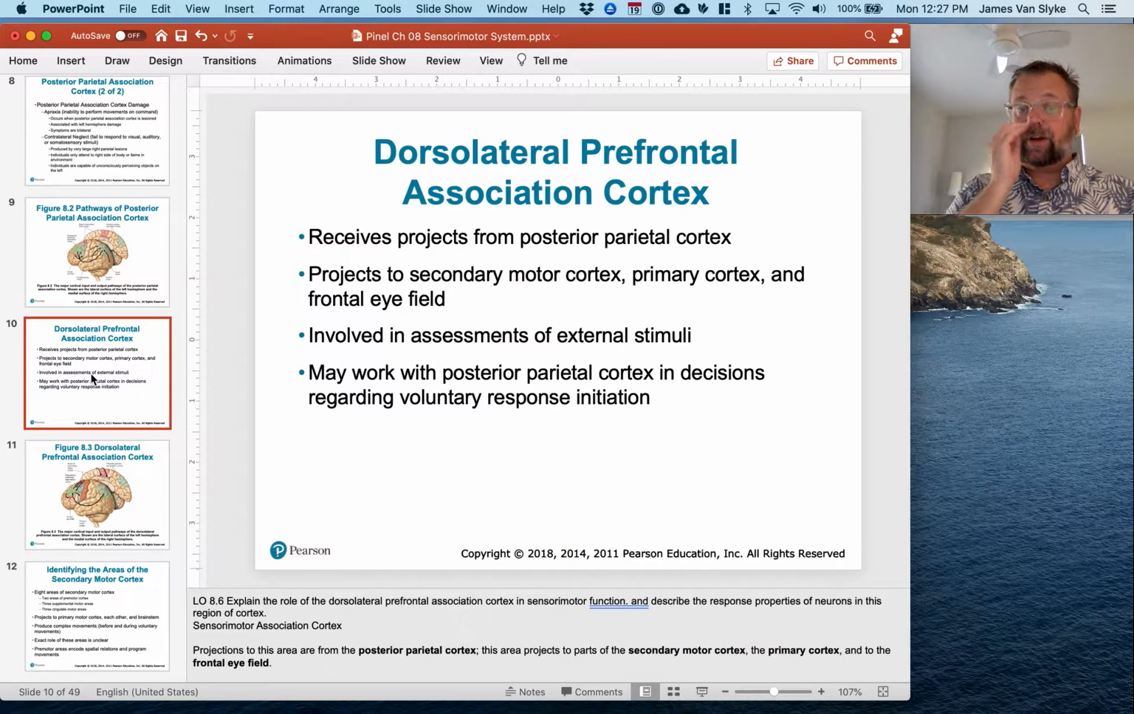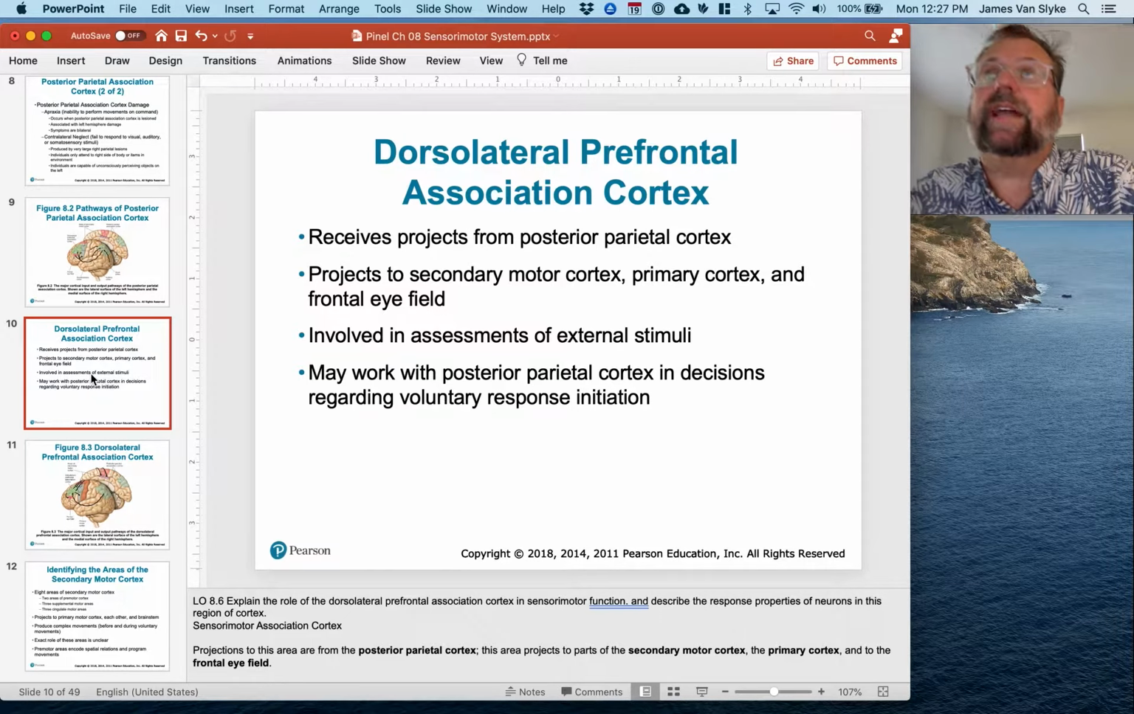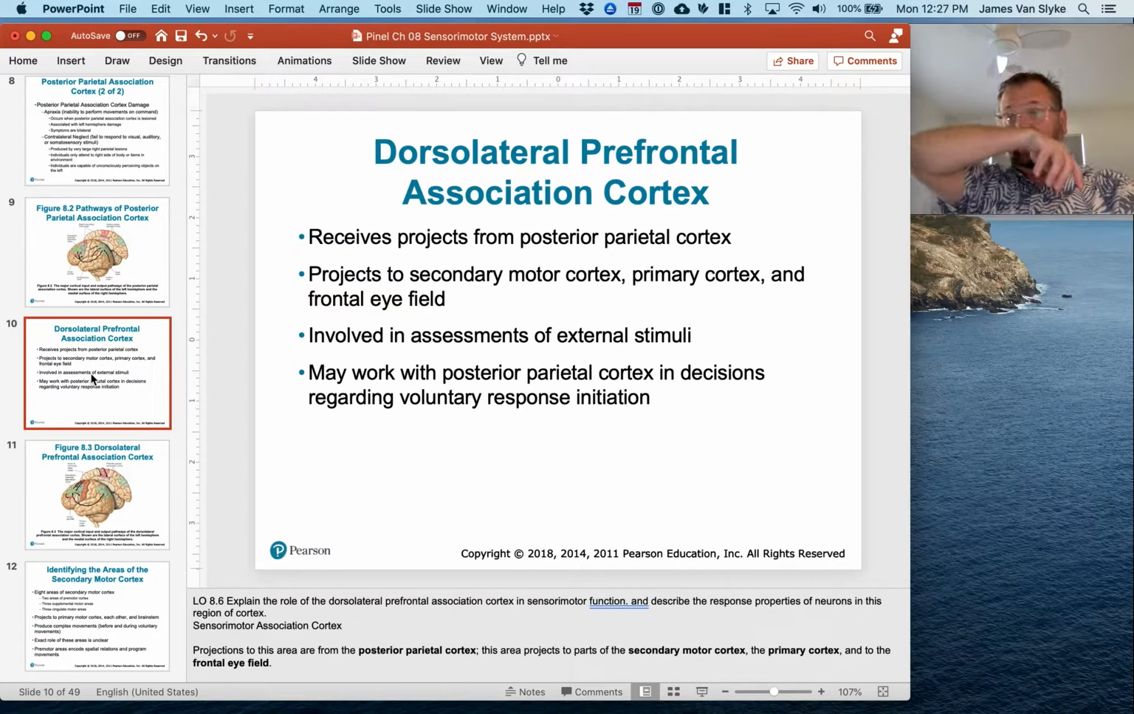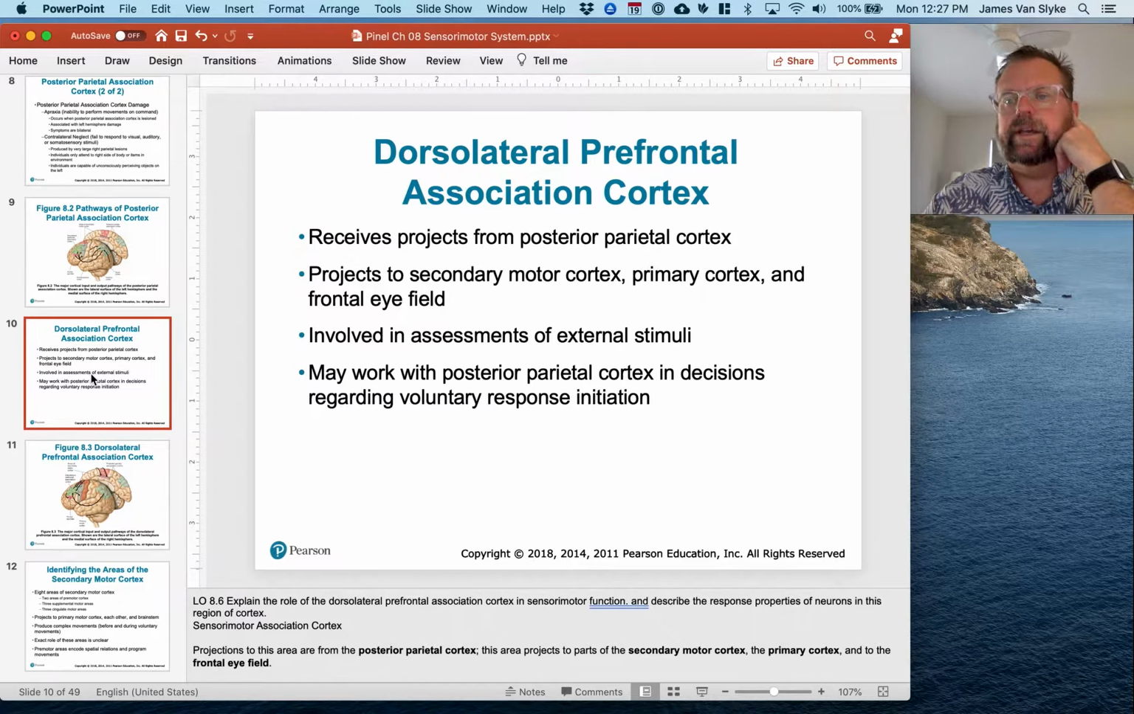Okay, next area that we'll be talking about is the dorsolateral prefrontal association cortex. This receives projections from the posterior parietal cortex, which we've already talked about, and it projects to secondary motor cortex, primary motor cortex, and the frontal eye field. So a lot of people would say that the frontal lobe is a lot of where the goals and intentions are being made in terms of different kinds of motor actions. So it's where we set up what it is that we want to do.